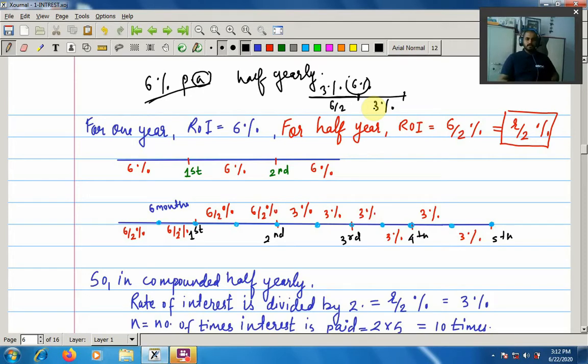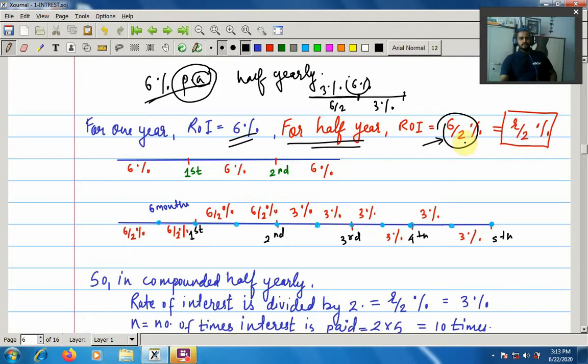When it is quarterly, you have to divide it by 4. They reduce the rate. They are not going to give 6% for 6 months because it's defined as 6% for 1 year. So for 1 year, rate of interest is 6%. So for half year, rate of interest is 6 by 2. So I hope you have got this point, why I divide by 2.